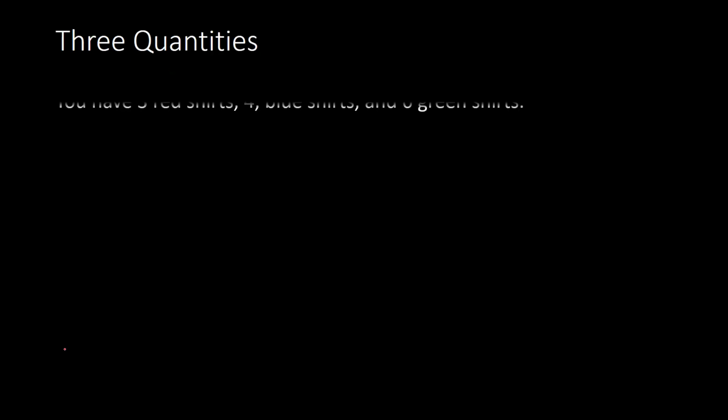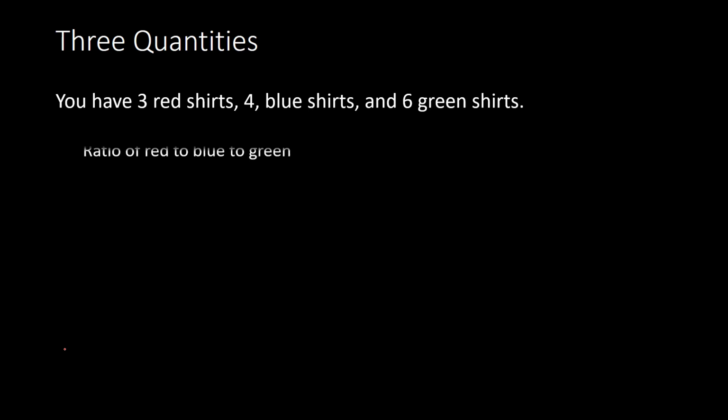Now if there are 3 quantities, such as 3 red shirts, 4 blue shirts, and 6 green shirts, and I were asked to write the ratio of red to blue to green, I would then put the number of red shirts first, so 3, and then the number of blue shirts second, which is 4, and the number of the green shirts third, which is 6. So we can write this all in one statement as 3 colon 4 colon 6.